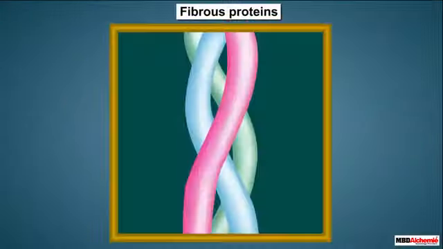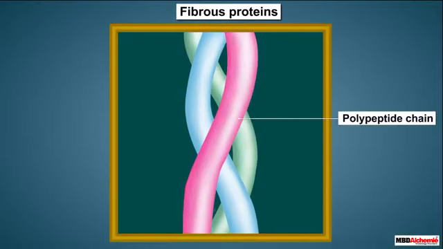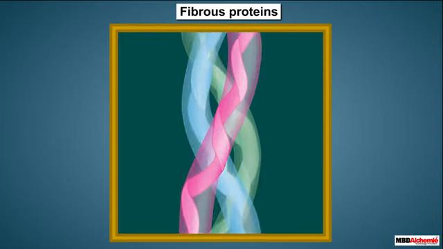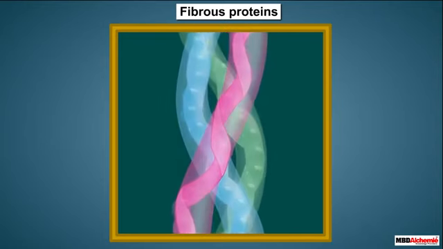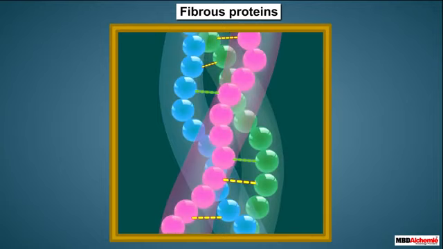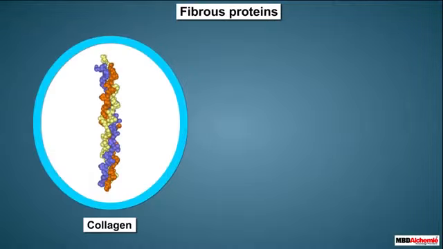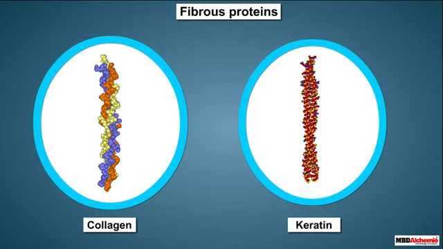Fibrous proteins are formed when polypeptide chains run parallel to each other and are linked together to form fibers. The molecules of these chains at many points are held together by hydrogen and disulfide bonds. These proteins are insoluble in water. Some common examples of fibrous proteins are collagen and keratin.